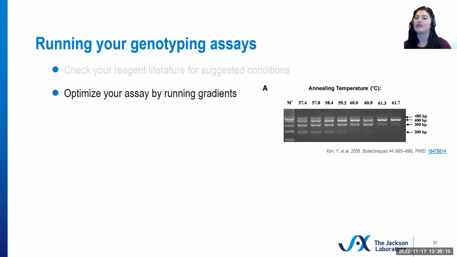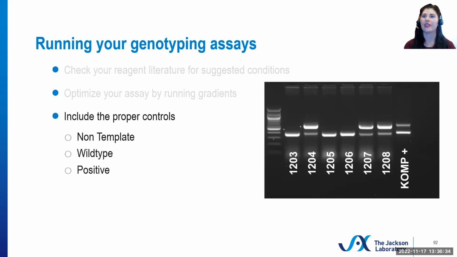In this example, different annealing temperatures were run on the same samples, and you can see the presence of artifact or nonspecific bands are influenced by that annealing temperature. You can also try different extension times at each concentration to see where you get the best well-defined bands.